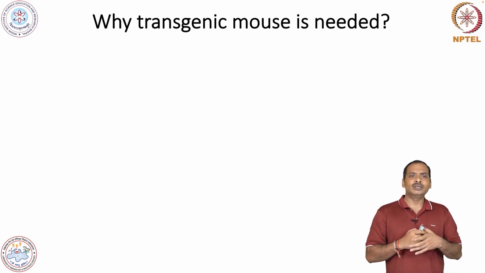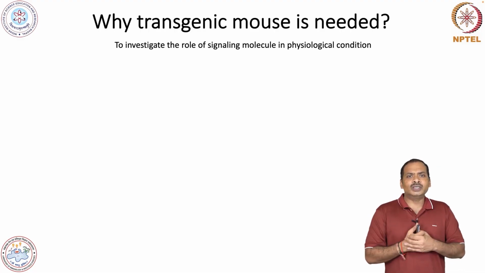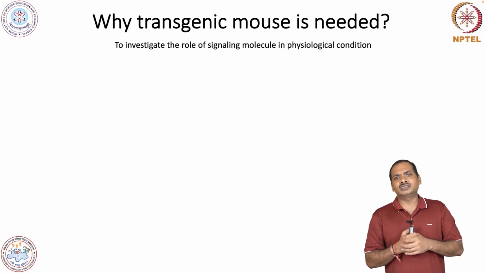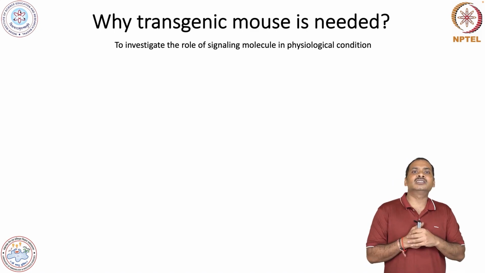For example, why is a transgenic mouse needed? When I say transgenic mice, it could be a knockout or it could be a knock-in. So first I will just tell the importance of knockout mice.